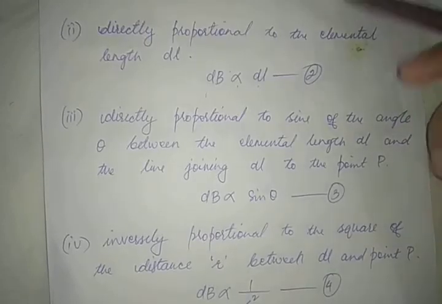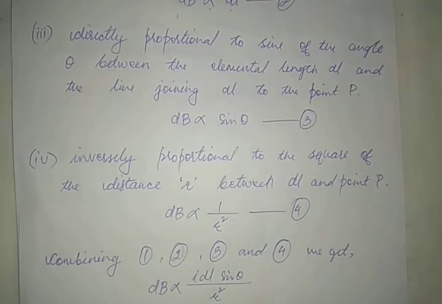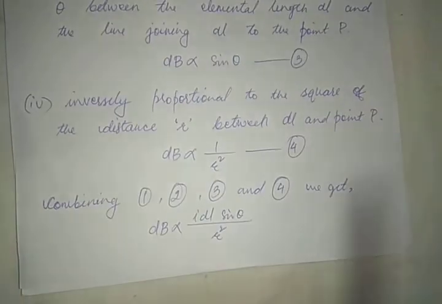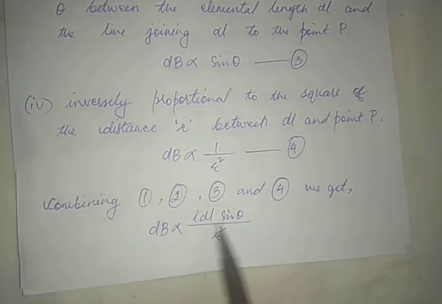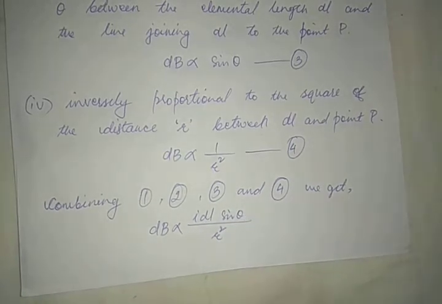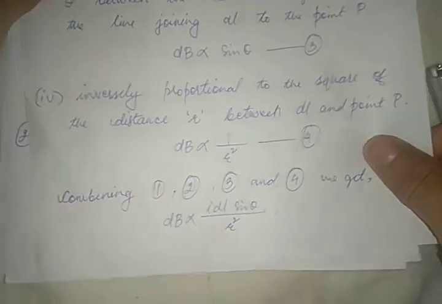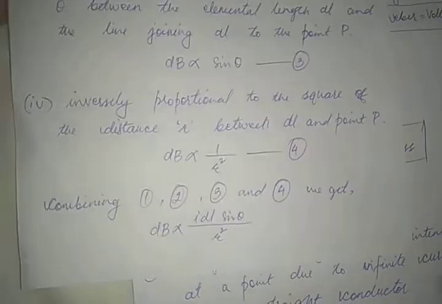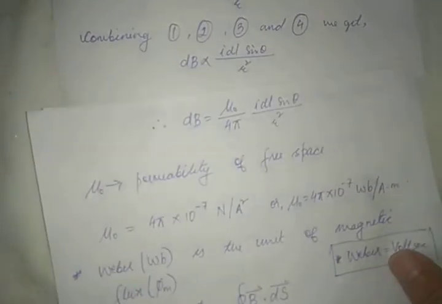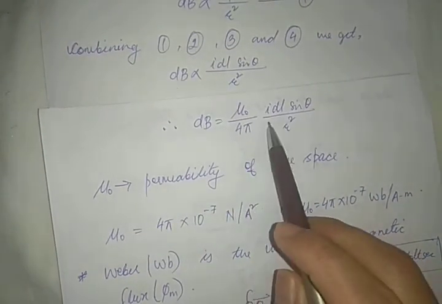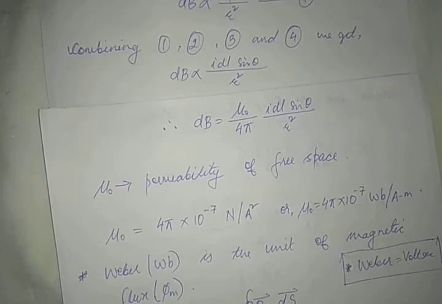Combining these 4 points, dB is proportional to I, dB is proportional to dl, dB is proportional to sine theta, dB is proportional to 1 upon r squared. So we get dB proportional to I dl sine theta by r squared. Now you very well know the proportionality sign can be replaced by an equal to sign, provided we add some constant. So dB is equal to mu naught by 4 pi, I dl sine theta by r squared.